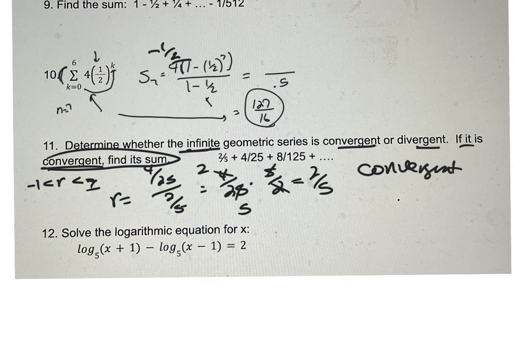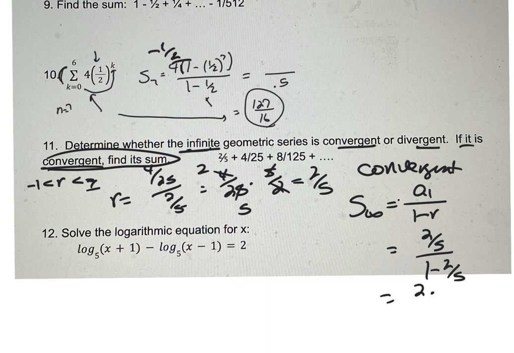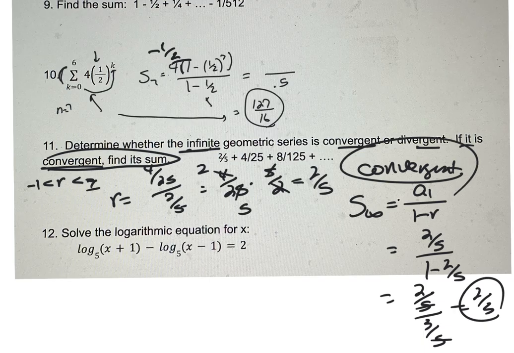Okay, now here's the formula for infinity or infinite series. And this is on the board tomorrow also. The first term over 1 minus r. It's the simplest one we do. The first term is 2/5. We just found out r was 2/5. So that gives me 2/5 over 3/5. The 5s will cancel. Get 2/3. Okay, so it's convergent and it's 2/3.